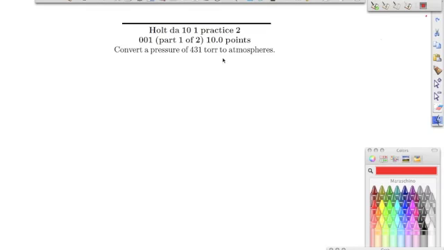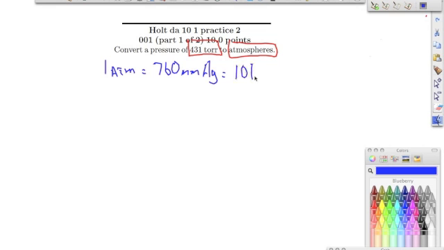It says convert a pressure of 431 torr to atmospheres. Now, the conversion factor that we're going to use for this is actually on your formula chart. It's where it says 1 atmosphere equals 760 millimeters of mercury, which equals 101.3 kilopascals. Okay, and you might be thinking, well, torr's not on here. Torr is the same thing as millimeters of mercury.